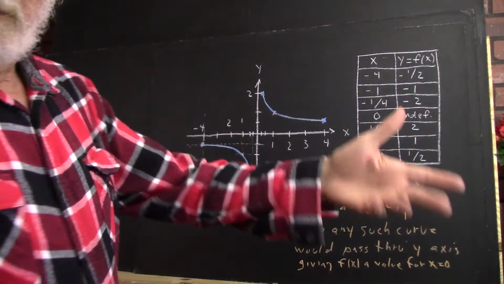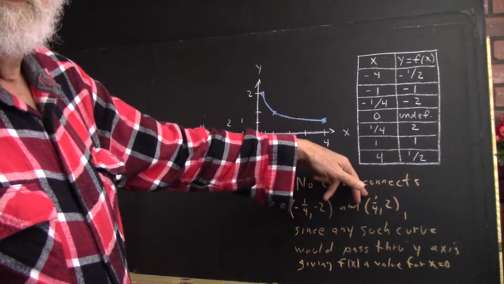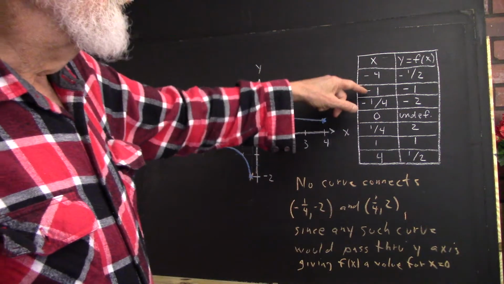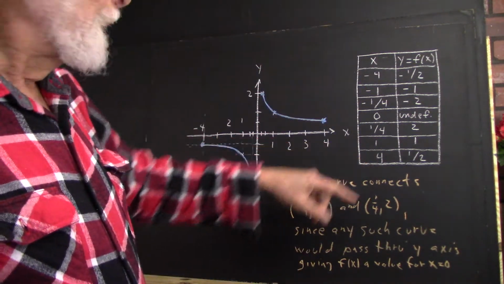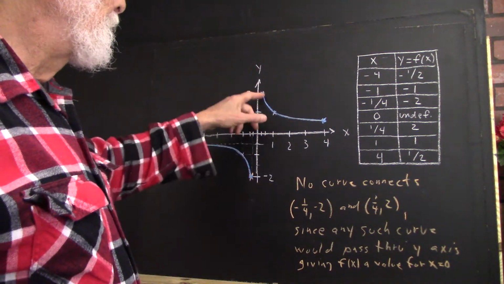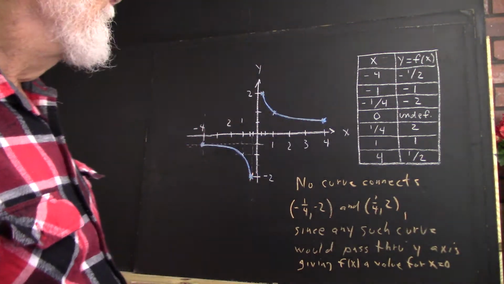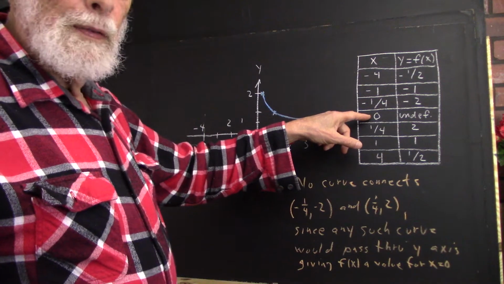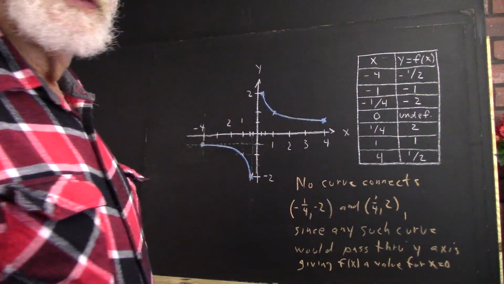Okay, a brief version of a longer video. If we have this table, we can graph the 6 points that are given by the table. 1, 2, 3, 4, 5, 6. We're also given that the function is undefined when x equals 0.